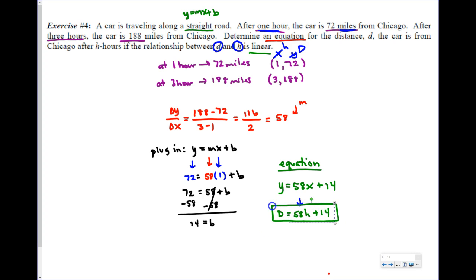Now I've got an equation that's in the right letters, variables the problem wanted, and I found my slope and y-intercept to create my equation.